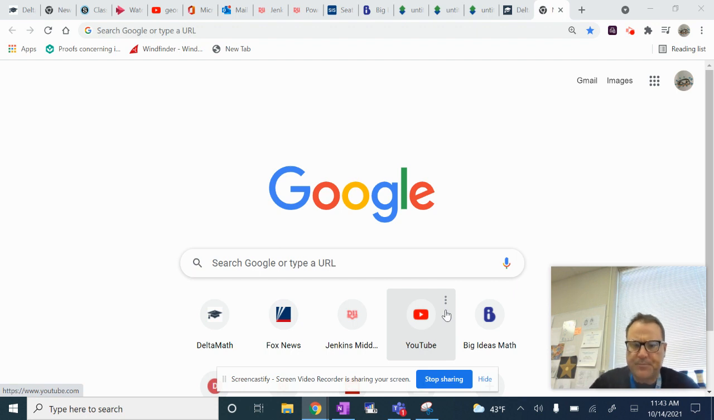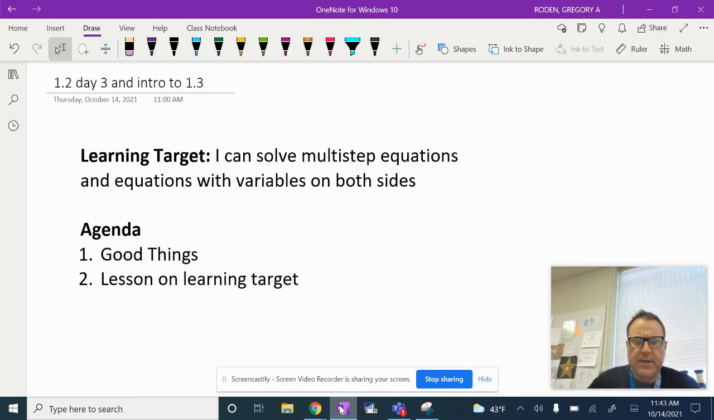All right. So what I want to do first is let's just look at the learning target for today. I can solve multi-step equations, and that's kind of what we've been doing. And so this is a review. And then I want to move on to a new concept, which is 1.3, which is variables on both sides. So we're going to do 1.2, and then we're going to look at 1.3 just a little bit. Okay. All right. So agenda.